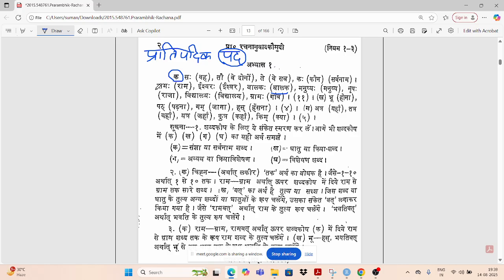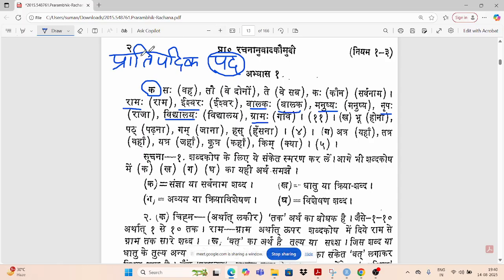So we have all of these words, and the first thing that we begin with is simple words like Ramaha, Ishwaraha, Balakaha, Manushyaha, Nripaha, Vidyalayah, and Gramaha. So all of these words, and we also see a common thing in all of these words. What is that? Let me increase the size a little bit, it helps me to write a few things. I'll first erase this portion.